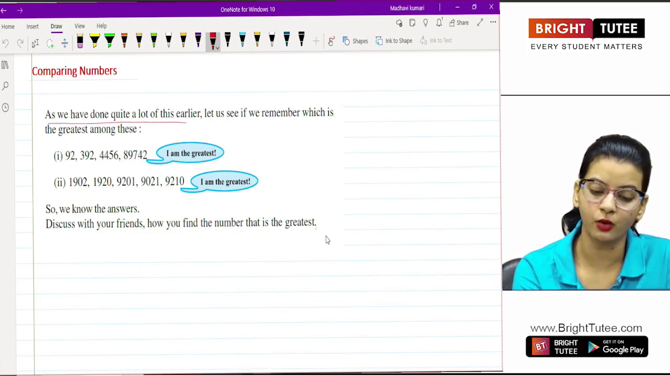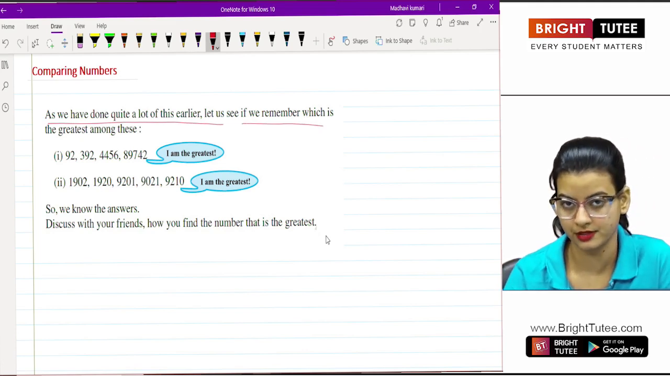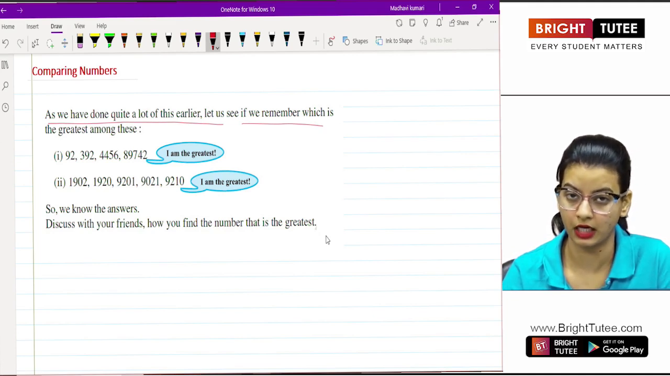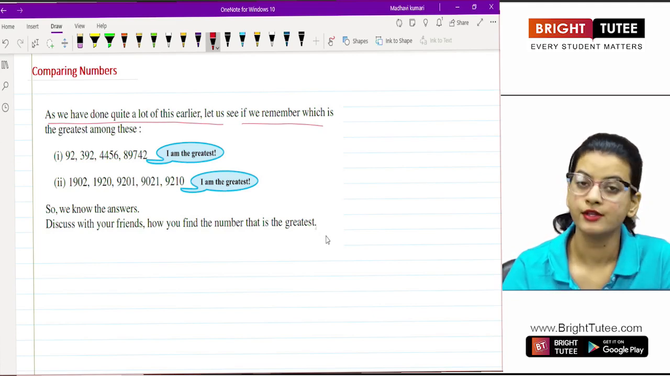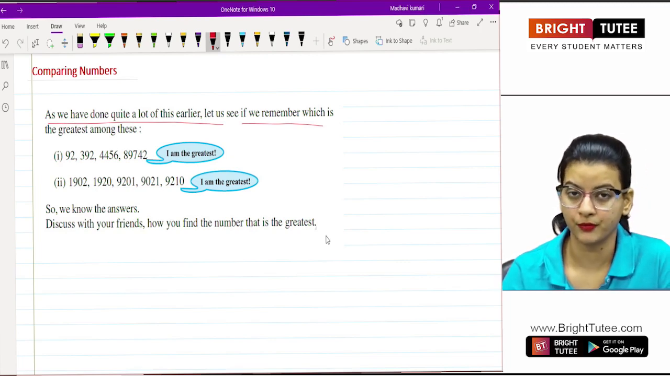As we have done quite a lot of this earlier, let us see if we remember which is the greatest among these. How are we going to tell which is the greatest among this collection of numbers? One way is to see the number of digits in the number.